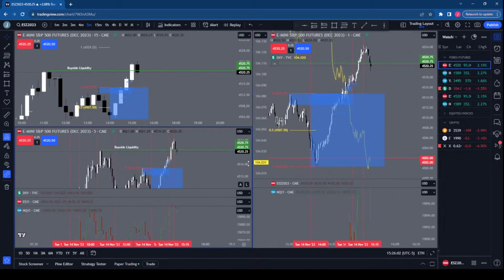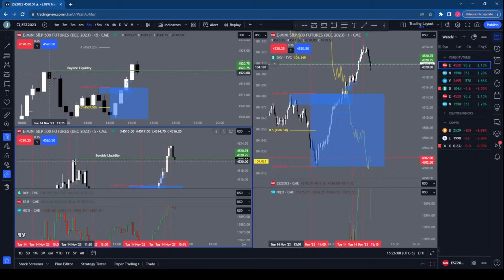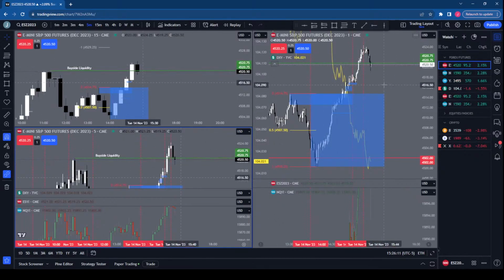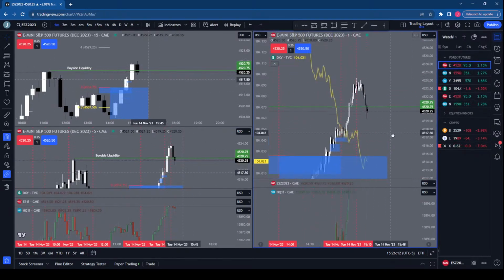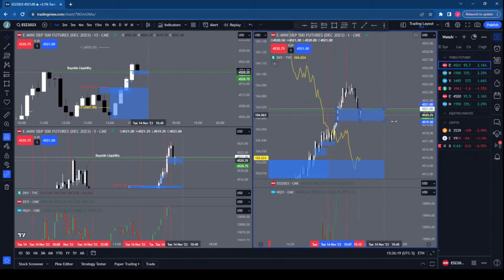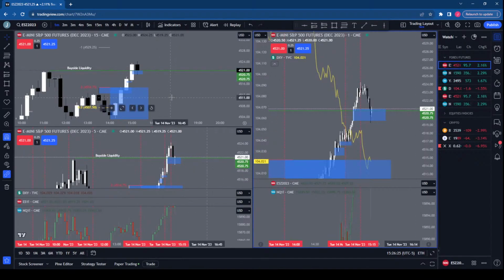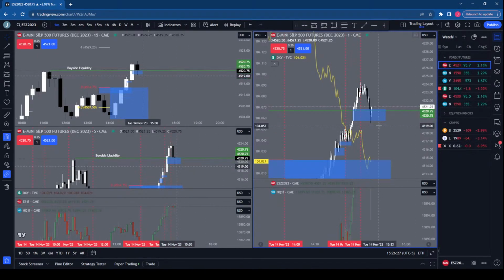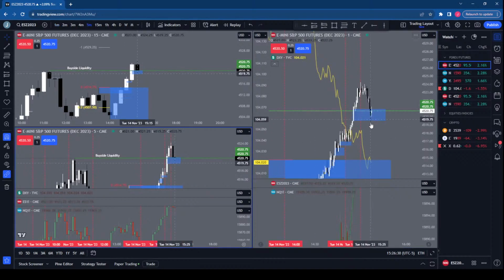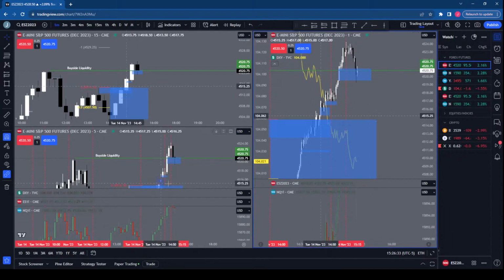See us retracing into this fair value gap. I like this fair value gap. So when a fair value gap forms and it breaks through a significant high, I do like to see it used as a level for retracement. So you can see it on the 5 minute it happened. It even happened on the 1 minute. If we close below this fair value gap, I think we could go a little bit lower.